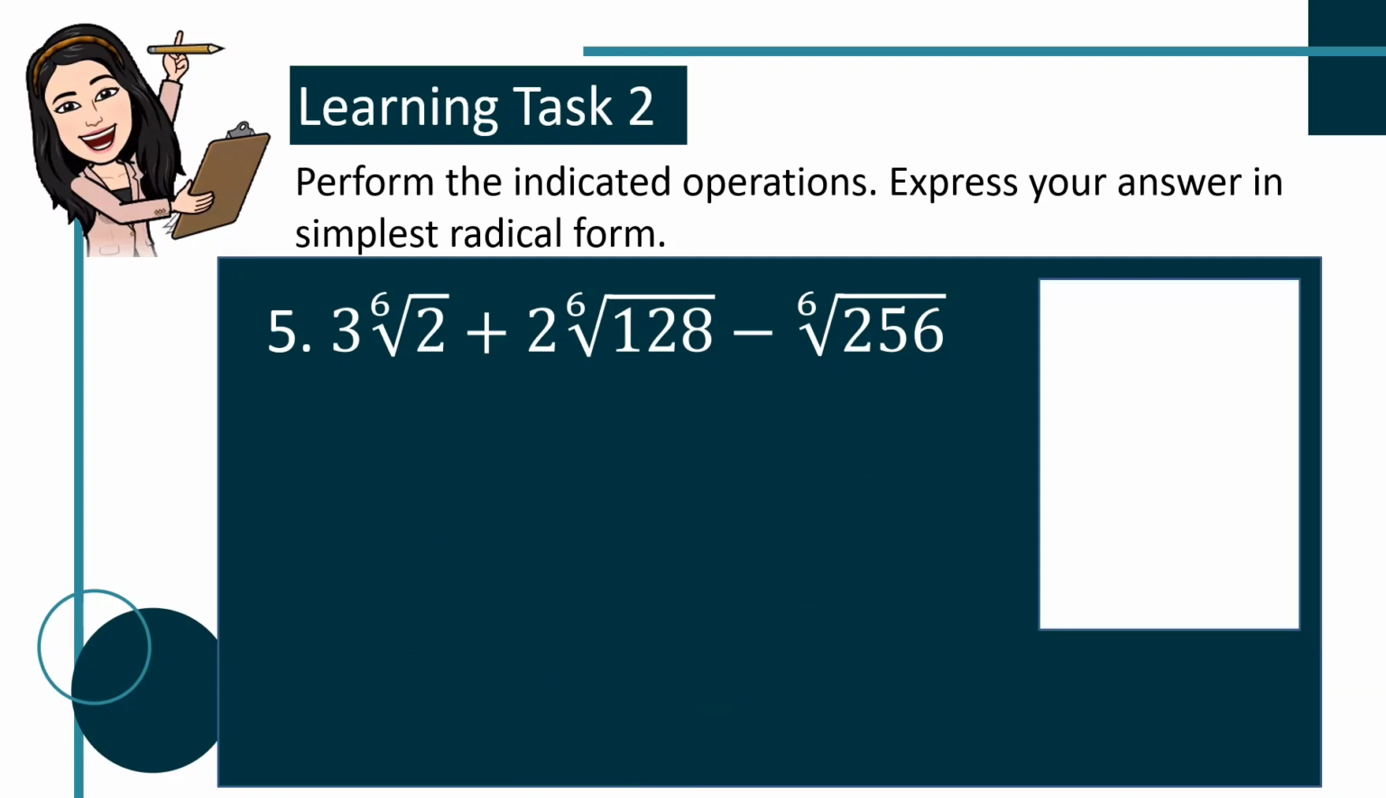For our fifth example, our given is 3 6 root of 2 plus 2 6 root of 128 minus 6 root of 256. So in this case, we're going to perform yung mga pinag-aralan natin kanina. So here, we will just copy the first term since ang radicand natin is already in its simplest form. So that would be 3 6 root of 2. So kokopyahin lamang natin. Then how about the second term? So that would be positive or plus 2, yung coefficient kokopyahin muna.